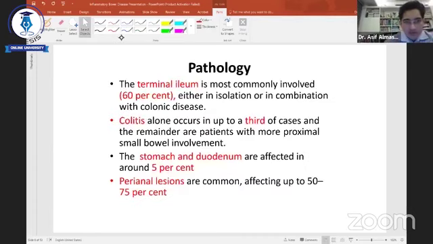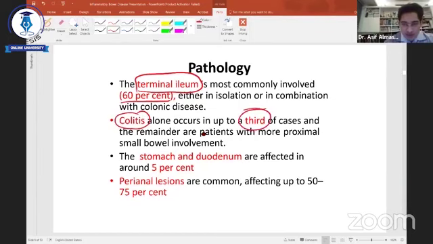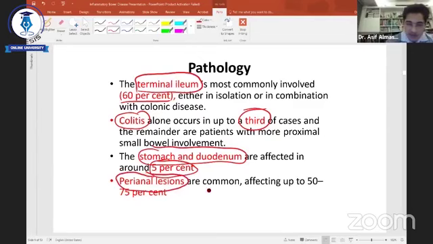Now, what is the pathology? This is very important. Remember, the terminal ileum is the most commonly involved part. In 60% of the patients, the disease is in and around the terminal ileum. Colon may also be involved. One third of the patients have colonic involvement. Stomach and duodenum may also be involved. 5% of the patients may have this sort of problem. Perianal regions are very, very commonly involved. Up to 75% of the people have perianal lesions.